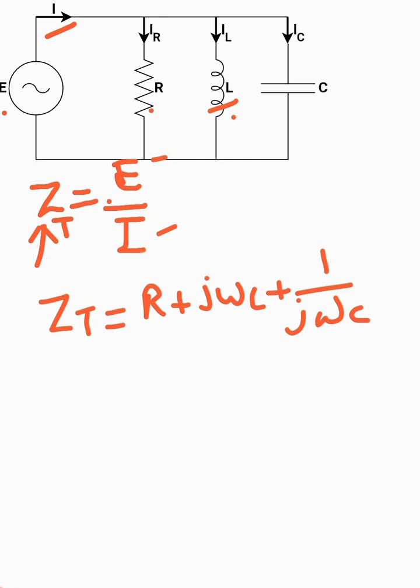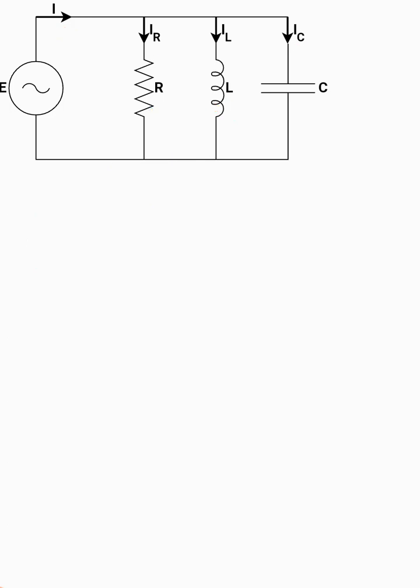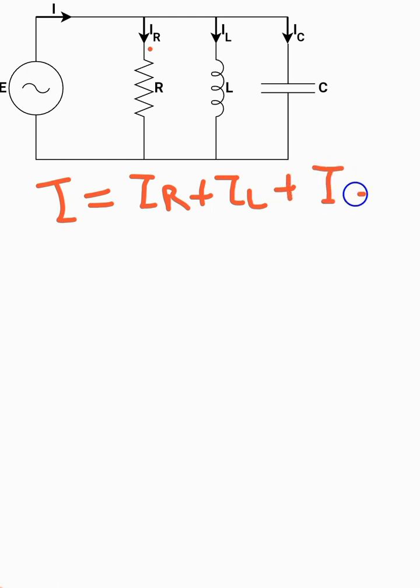Now, just like we calculated the total impedance, we can also calculate IR, IL and IC. If you want to know the value of IR, you can apply Ohm's law or Kirchhoff's current law. We know that I is the sum of IR plus IL plus IC. So if you want to know any of these components, you should know the total current and the other two current values.